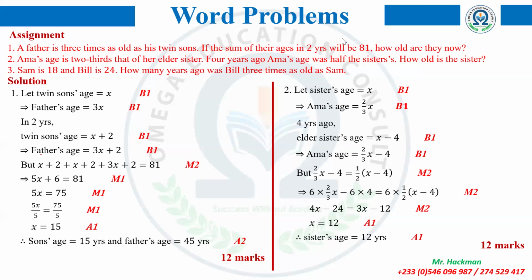And as usual, as I walk you through the solution, I will address the concerns that came up from your various submissions, especially the major ones. Okay, so without much ado, let's look at the assignment and the solution. The first question: a father is 3 times as old as his twin sons. If the sum of their ages in 2 years will be 81, how old are they now?